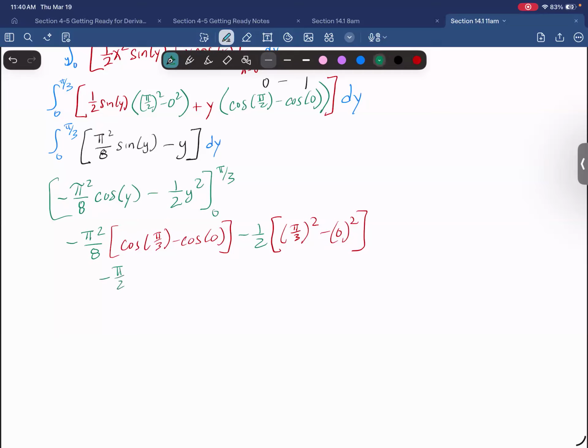So what is cosine of pi over 3? That's a 1/2. Minus 1 is going to give us a negative 1/2, right? And then I have minus 1/2, and that is pi squared over 9. I'm going to factor out the pi squared and maybe a 2 on bottom. This is going to give me 1/8 minus 1/9 on the inside. Makes the math a little bit easier to swallow.